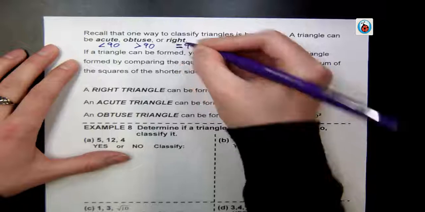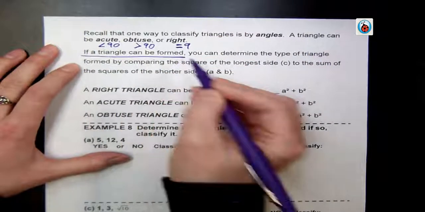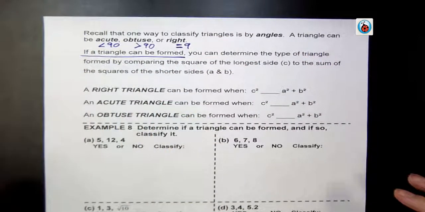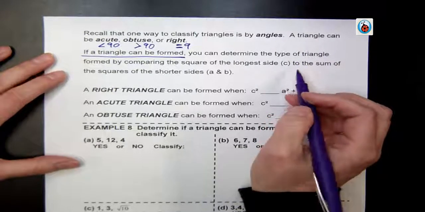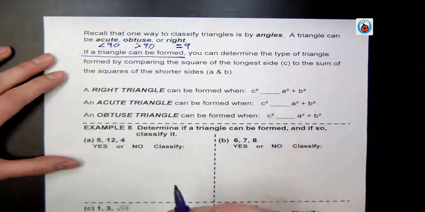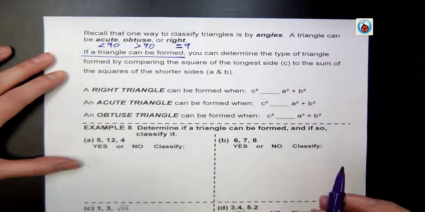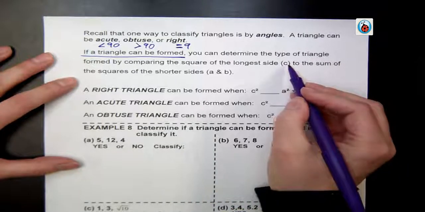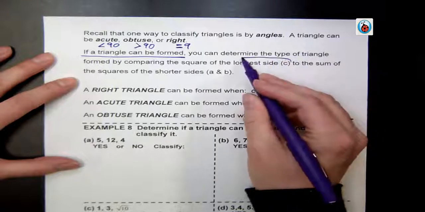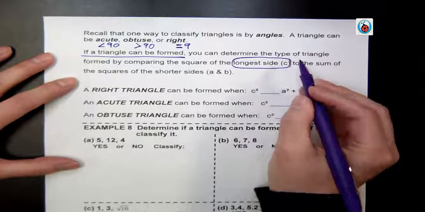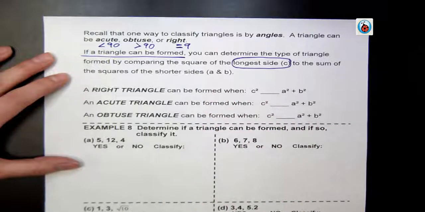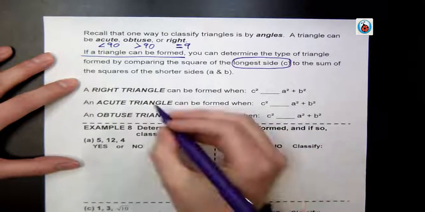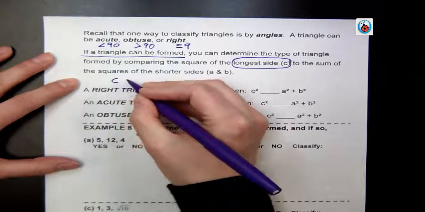So once we've determined if a triangle can be formed, so watch for ones where you just can't make the triangle, if a triangle is formed, we can figure out what type it is without drawing anything, just by doing the math. And the important thing about this is that we are comparing our longest side, so C, to the sum of the squares of the shorter sides. So it's basically the Pythagorean theorem in reverse, and so C must come first.